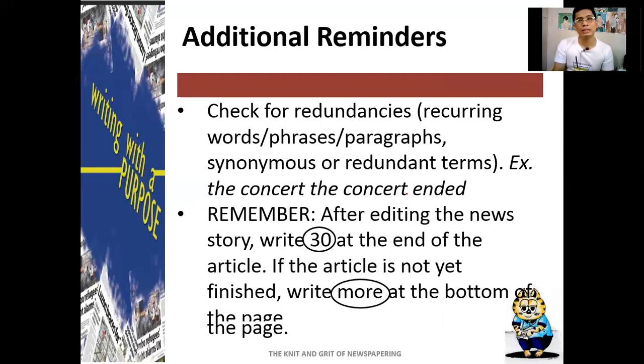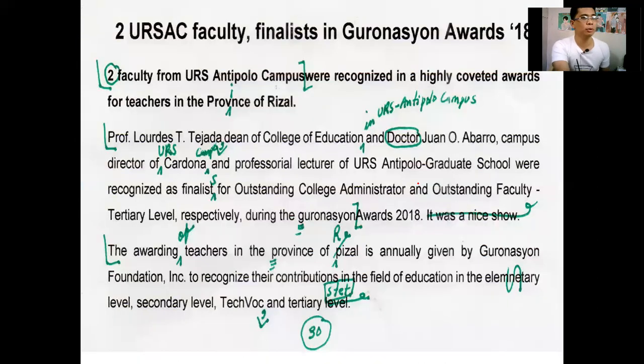And also may pagkakataon din na there's a need for you to kill some parts of the article para magkasya doon sa required space na hinahabol ninyo sa isang pahayagan. And remember, after editing the news, na-mention ko na ito sa inyo, write 30 at the end of the article, or you can use the hashtag, or the sharp sign. If the article is not yet finished, write more at the bottom page. So I have here an example which I revised myself. So this is the article na, let's say for instance, initially na sinubmit sa akin. So mapapansin niyo rito yung ginawa kong mga revision.